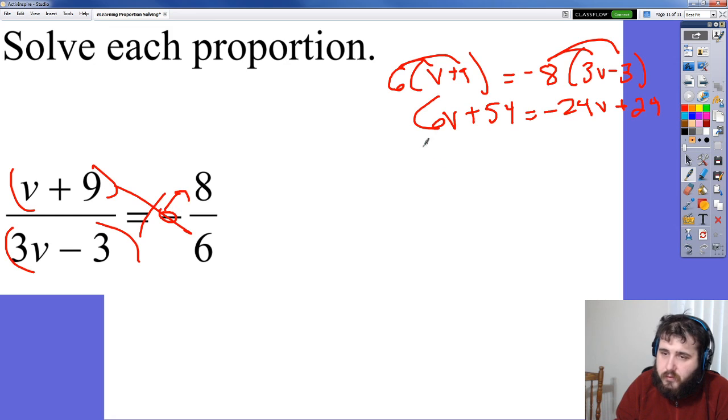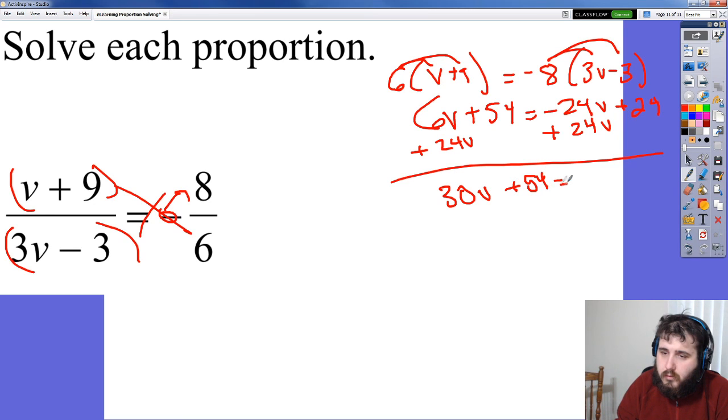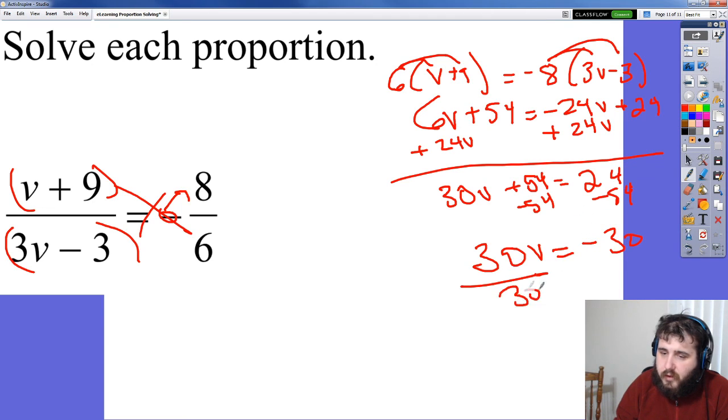So I'm going to add the 24V over. Got 30V over here. These cancel out. We're left with 24 right here. So I'm going to subtract the 54. And look, lo and behold, negative 30. Divide both sides. This divides evenly, so we don't have to simplify a fraction. 30 divided by 30 is 1. So we get V equals negative 1.